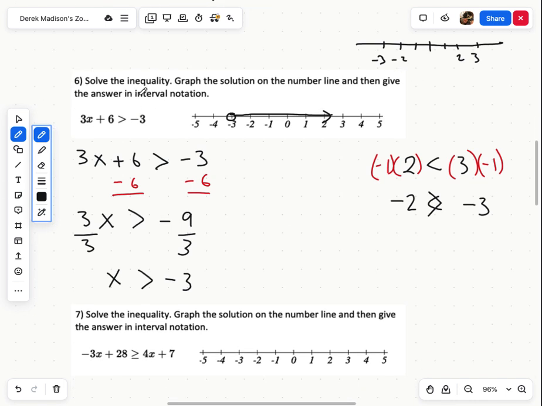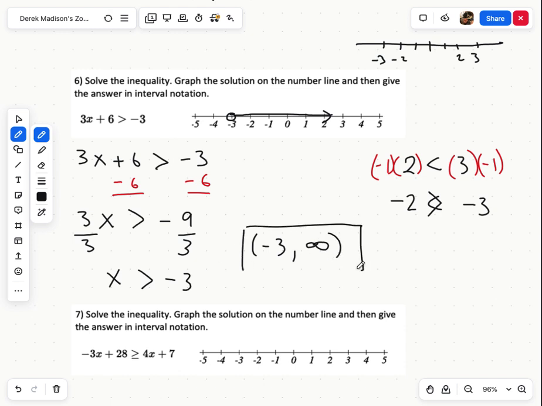The last thing I got to do there is give my answer in interval notation. So this is starting off at -3, and it's going forever to the right, so that's going to go to positive infinity. And again, remember with interval notation, you're always working from the left to the right, from the smallest to the largest, and the order that you write that in, if you write infinity to -3, that would be wrong. You always got to go left to right.